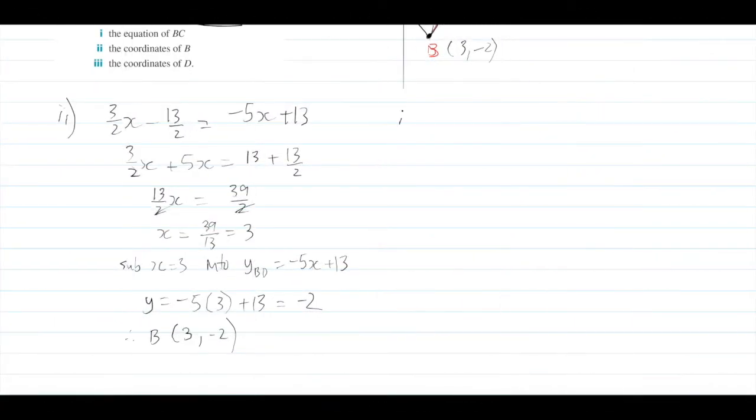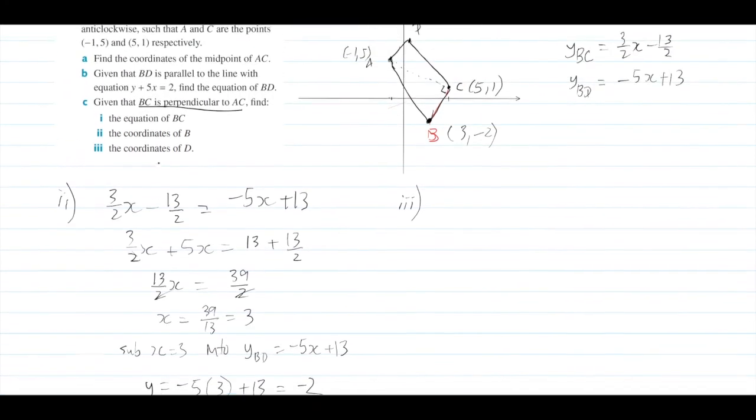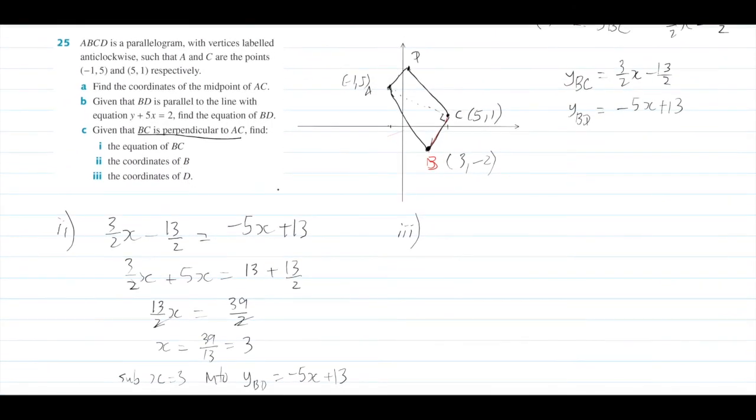Right, and then jumping on to the last part of this question, find the coordinates of D. Well, we don't know much about D. The only thing we know in connection to point D is this equation right here, y_BD equals -5x plus 13. So if you want to find the point D, similar to how we found the point B, we need to find another line that intersects at this point. So we know BD is one of them, and we just need to find another line.